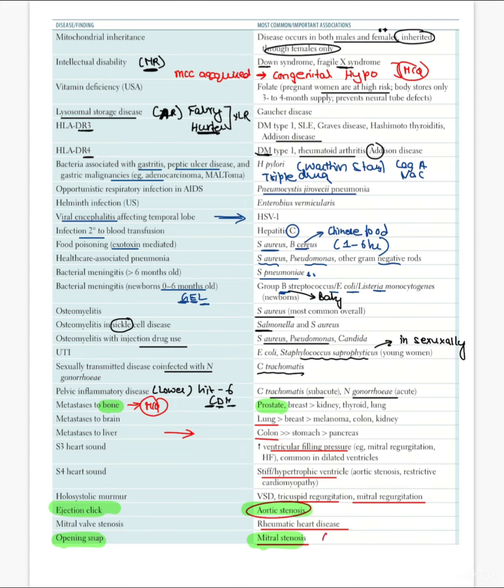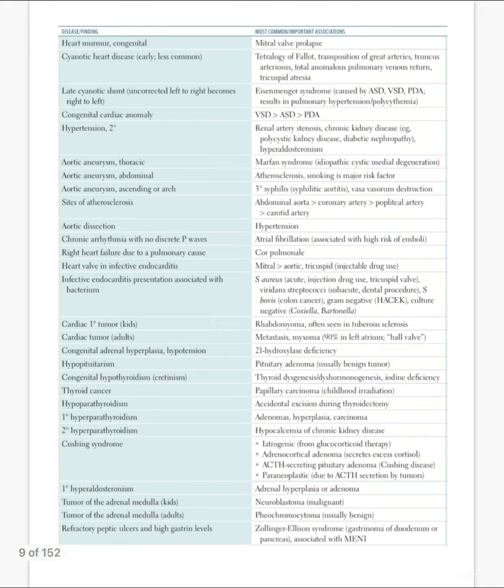So remember how I have remembered, guys, I have remembered mitral stenosis as Mahendra Singh Dhoni, guys. So he can open up the match, guys, that is opening snap. Mitral stenosis. And for aortic stenosis, remember ASE, Asia, guys. So that is aortic stenosis, which shows the presence of ejection click.